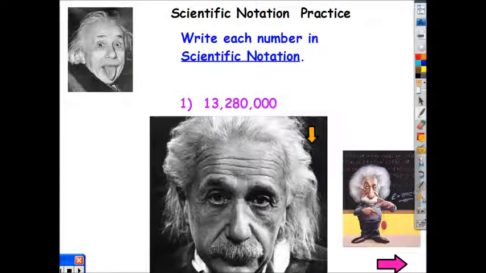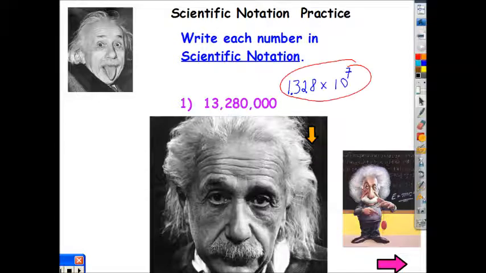So for this page, we're going to take these numbers written in standard form and write them in scientific notation. Press pause and give it a try. In scientific notation, this equals 3.28 times 10 to the 7th.